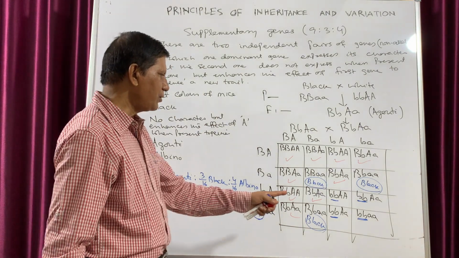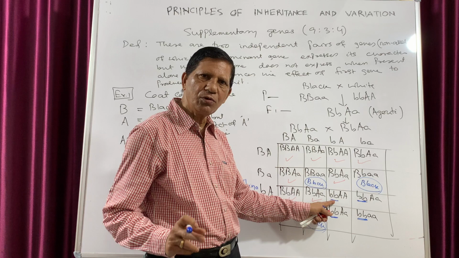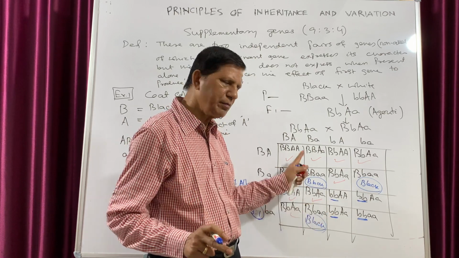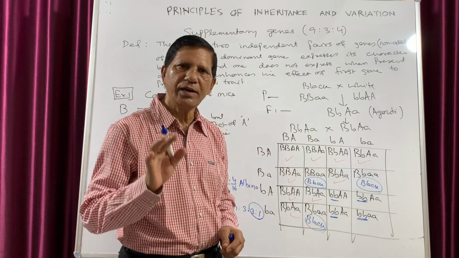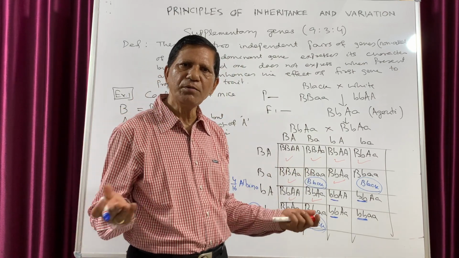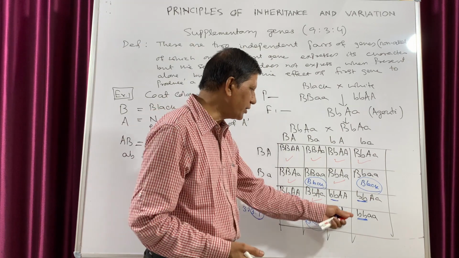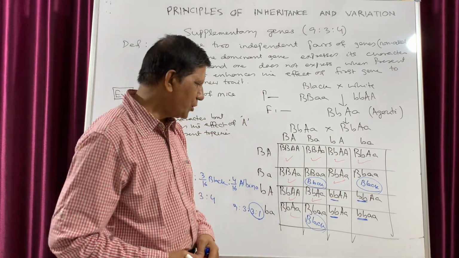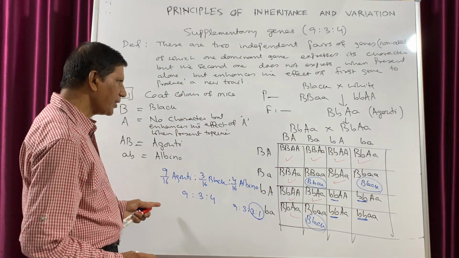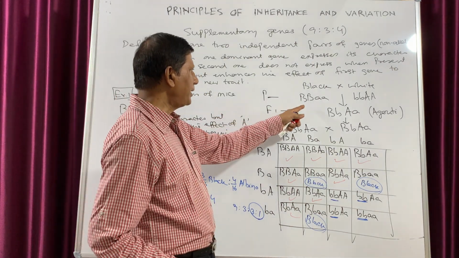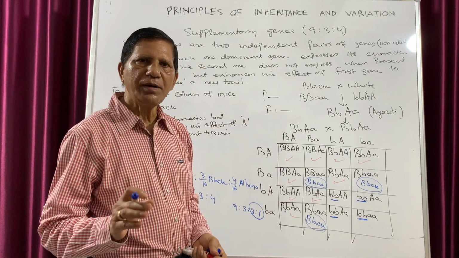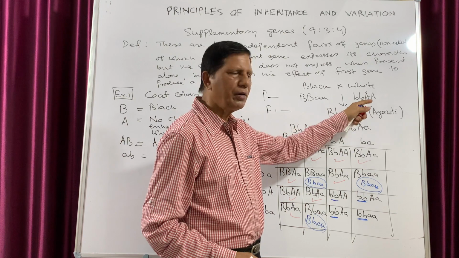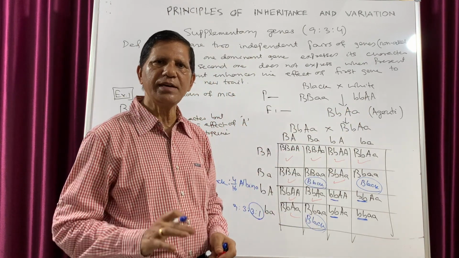Because here you see the gene, when it is the gene B, when present in dominant form, it is producing black color. But when it is present in recessive form, it is unable to produce any color. That is why in all these 4 cases, the color is albino. So here what is happening? Now the B gene, when present in dominant form, it is expressing a character, and gene A, when present in dominant form, is unable to express any character.